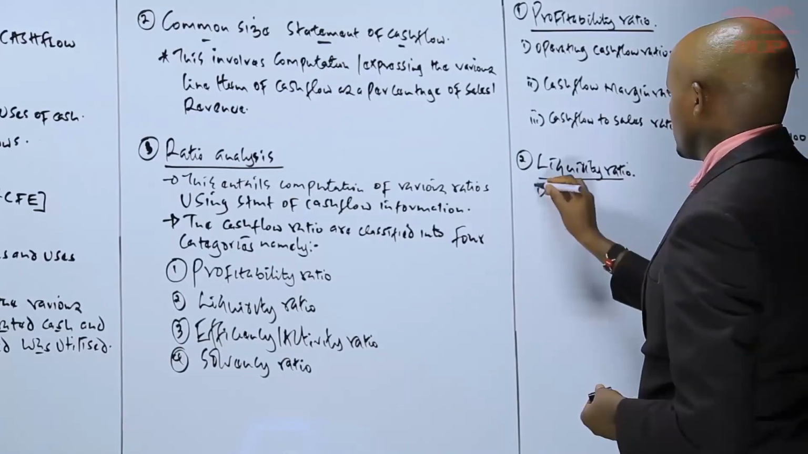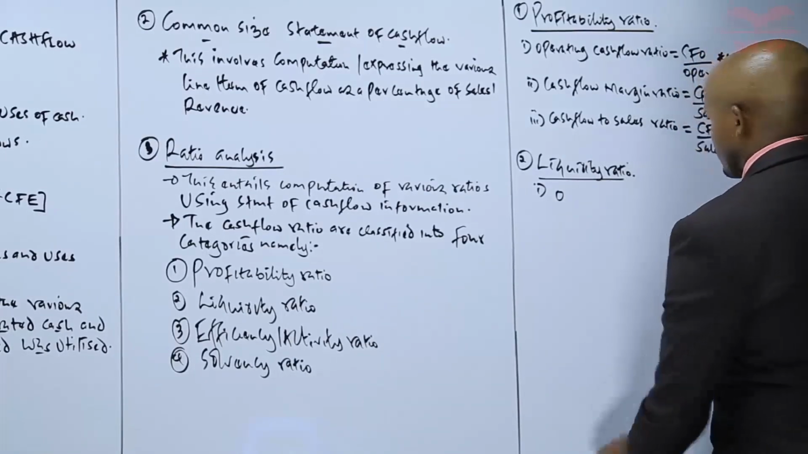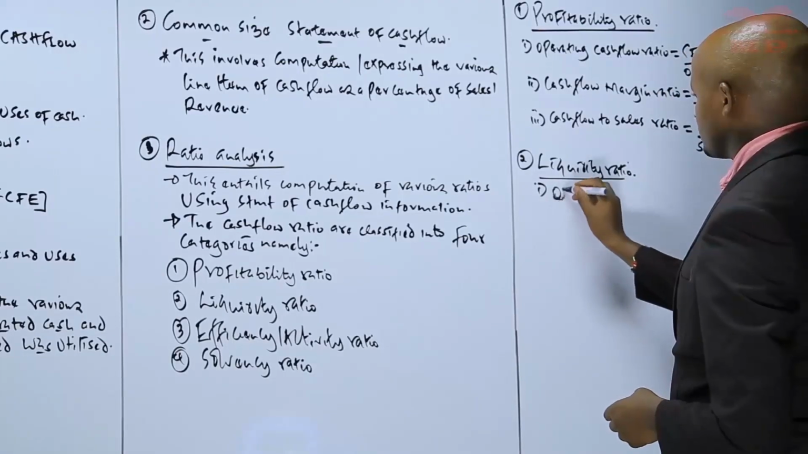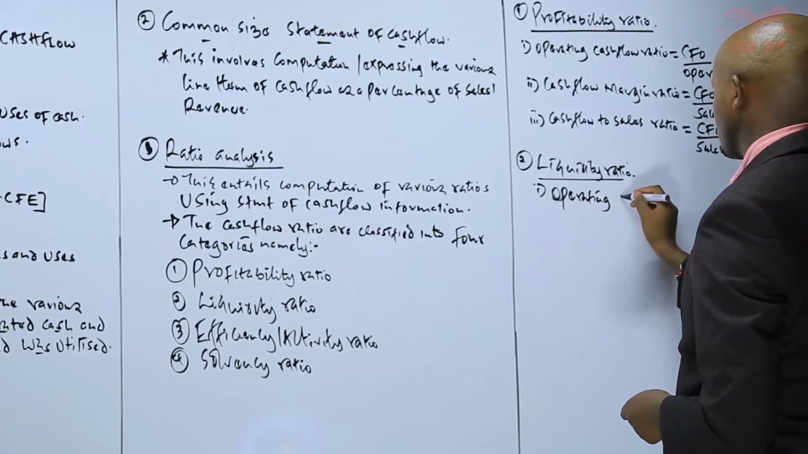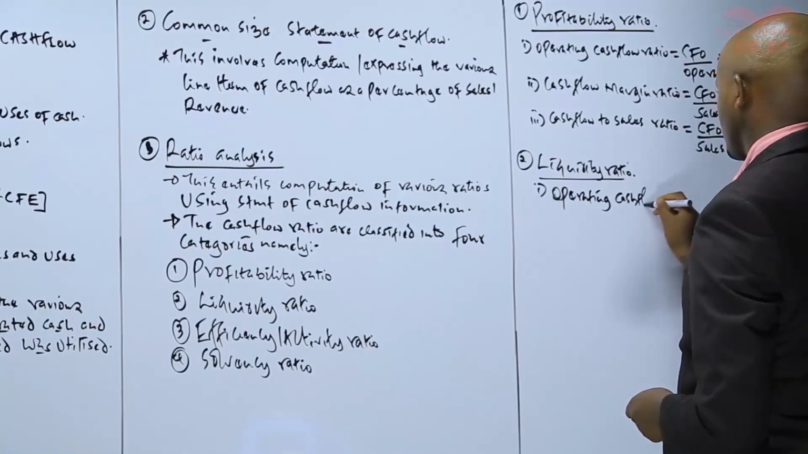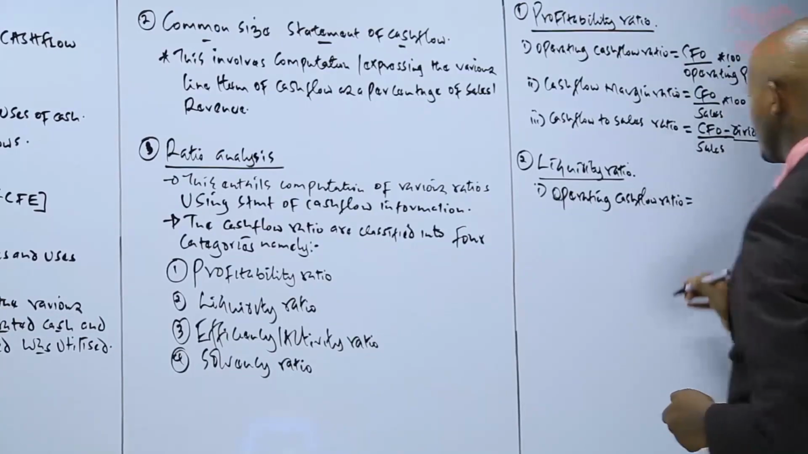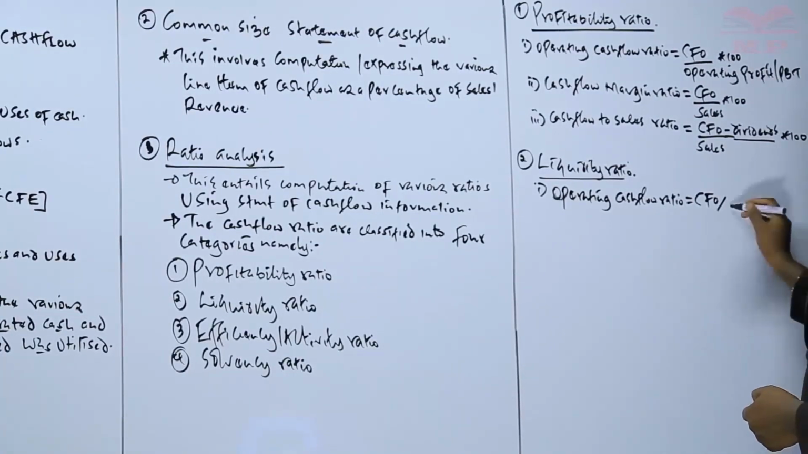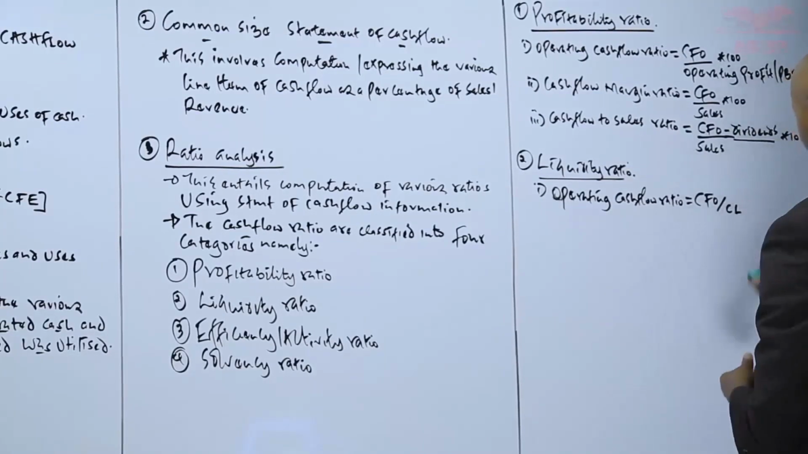So the first ratio is known as the operating cash flow ratio. This particular ratio is computed by taking what we refer to as the cash flow from operation, and then we divide that with the current liabilities.